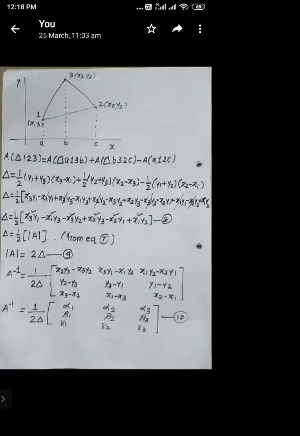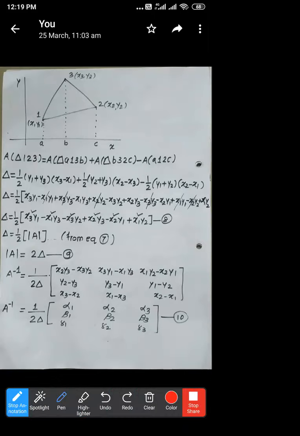What is beta 1? It is y2 minus y3. What is beta 2? It is y3 minus y1. Just see this one, all of you. This and this you see. Beta 2 is y3 minus y1, and beta 3 is y1 minus y2. See, beta 1, y2 minus y3. Beta 2, y3 minus y1. Beta 3, y1 minus y2.